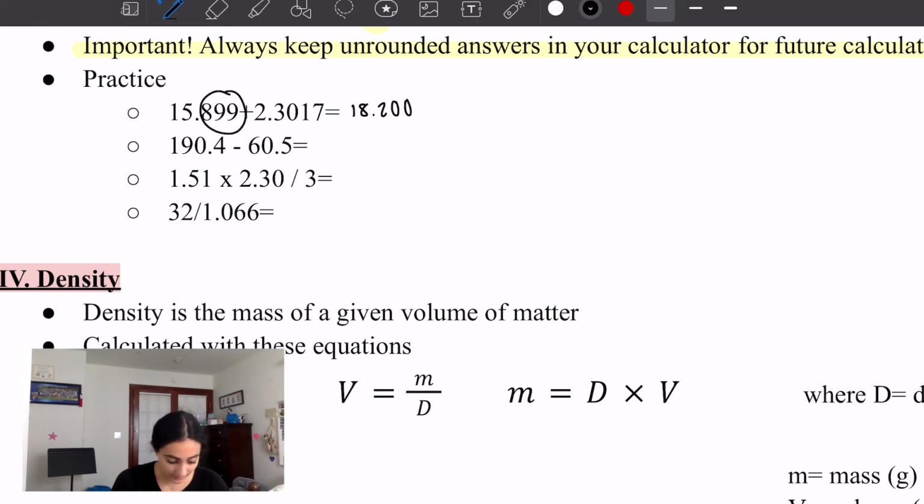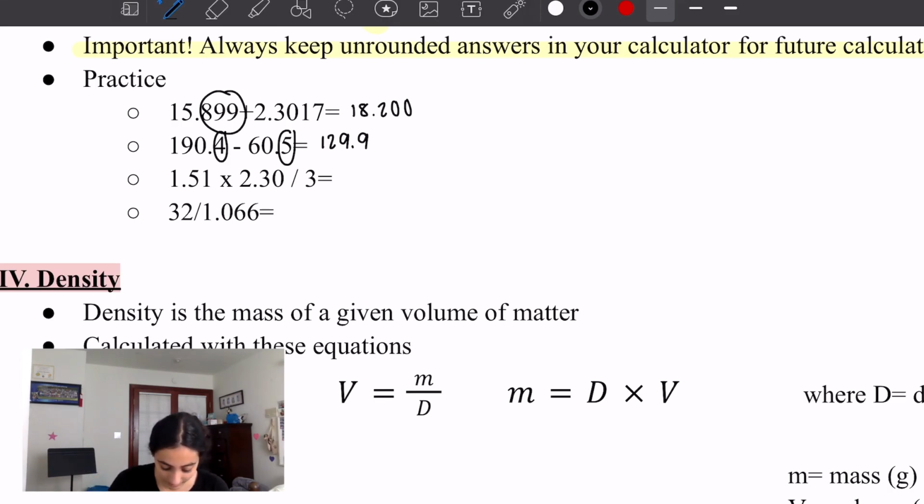Our second problem, we have 190.4 minus 60.5, and we want to round that to 129.9. It is more sig figs than 60.5. However, there's 1 digit after the decimal place here and one after here. So our answer has one number after the decimal place.